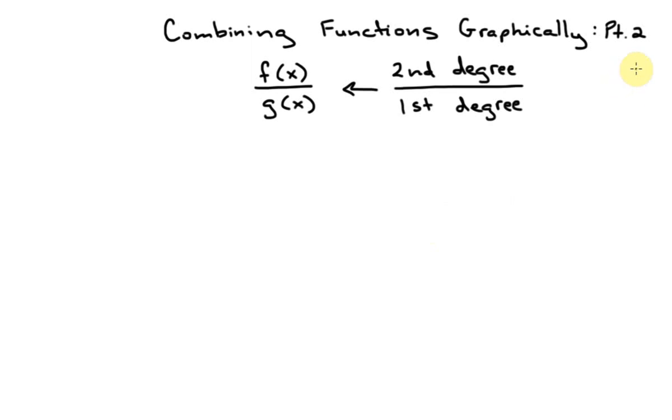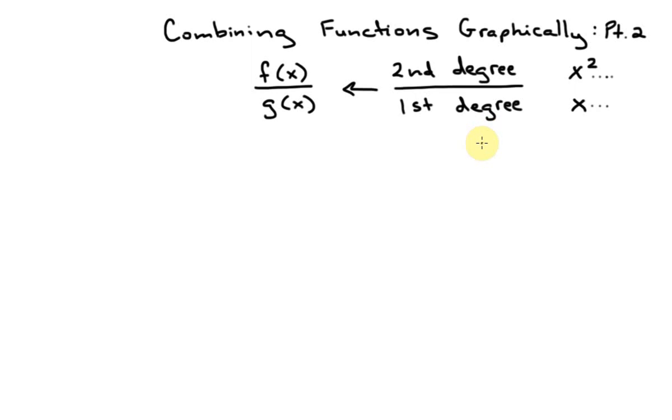This is part two of combining functions graphically, and what I want to do is specifically look at when we have one function divided by another function. Specifically, the top function is second degree, or quadratic, an x squared kind of function, and the bottom function is first degree, or linear, just a regular x kind of function. We're going to show you some strategies here.